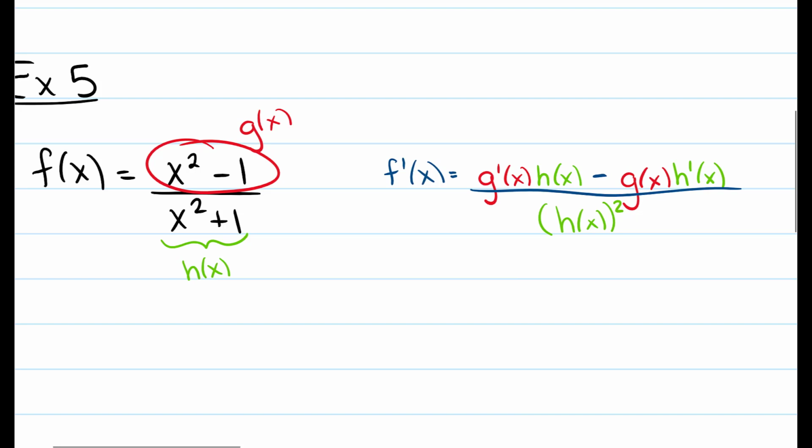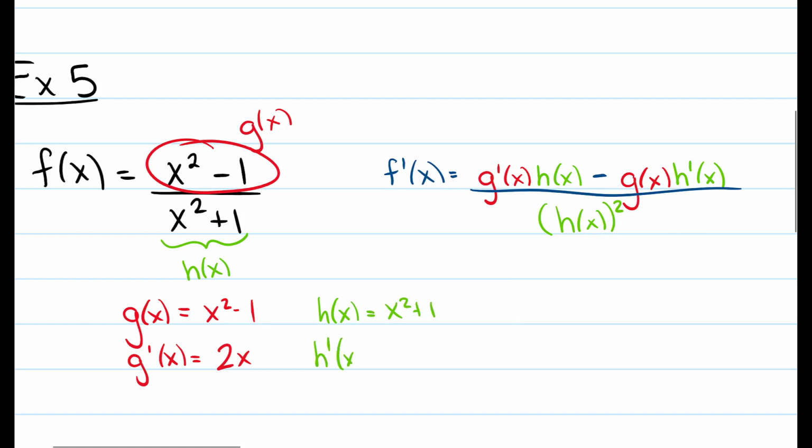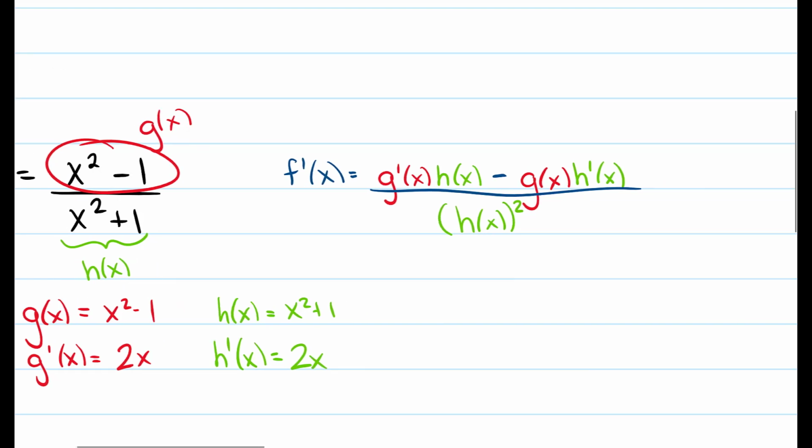So on the side, I'm going to write g of x is equal to x squared minus 1. So g prime of x is 2x. And h of x is equal to x squared plus 1. So h prime of x is also 2x. Now I'm going to use all these pieces in order to solve my derivative.